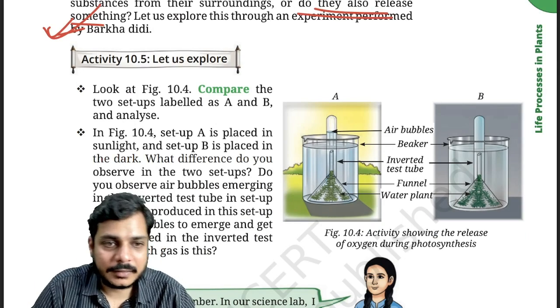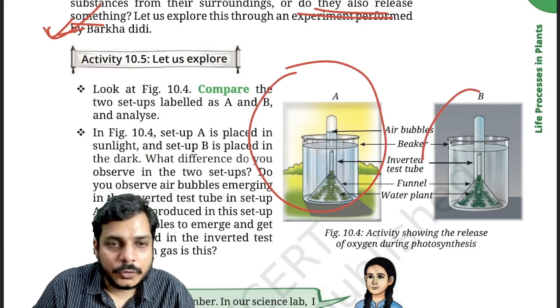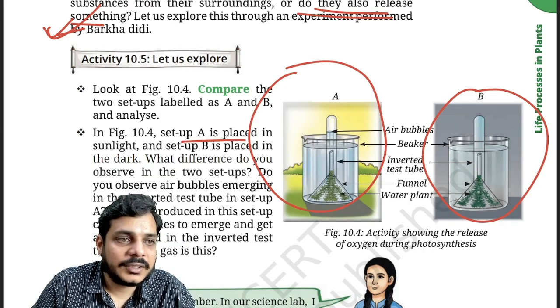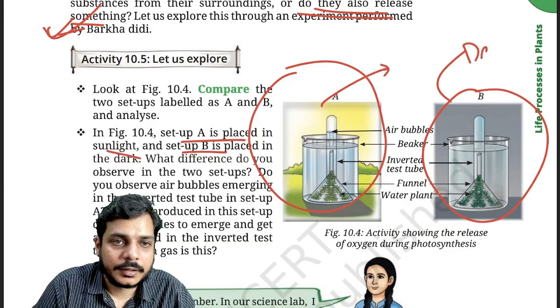So this is again through an activity. In this, you will have two setups. These two setups are there in which you have a plant that is drowned in water. Okay, and setup A is placed in sunlight, and the setup B is in dark. This is in sunlight, and this is dark.